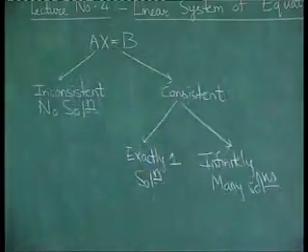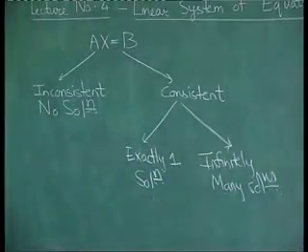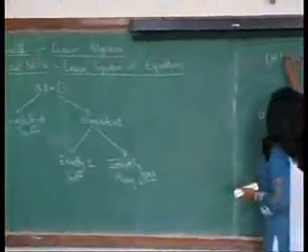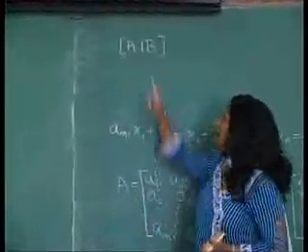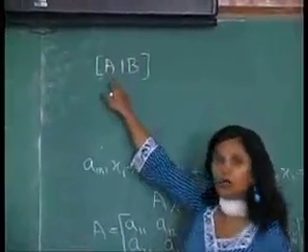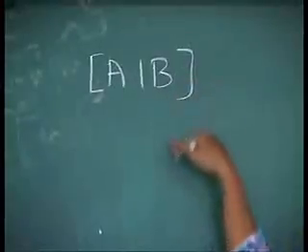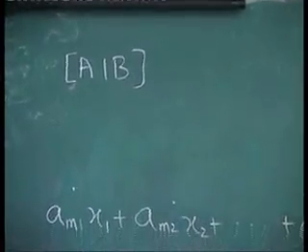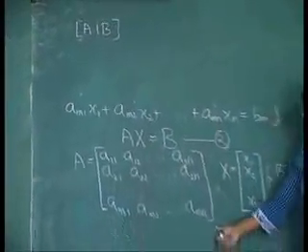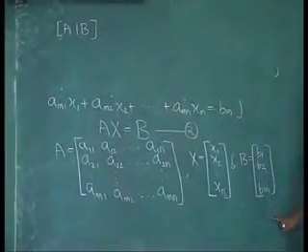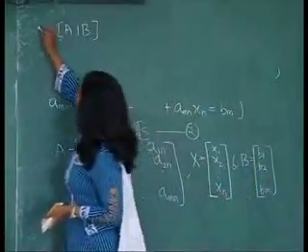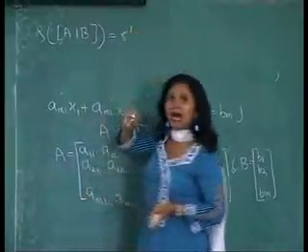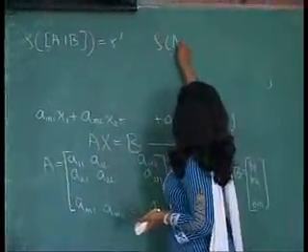For this, we will be looking at the augmented matrix A bar B. That means we will augment the coefficient matrix by the column of constants. So in the coefficient matrix, I will add one column to the end containing the constants P1, P2, Pn. We find the rank of this matrix. Suppose the rank of this matrix is R dash.